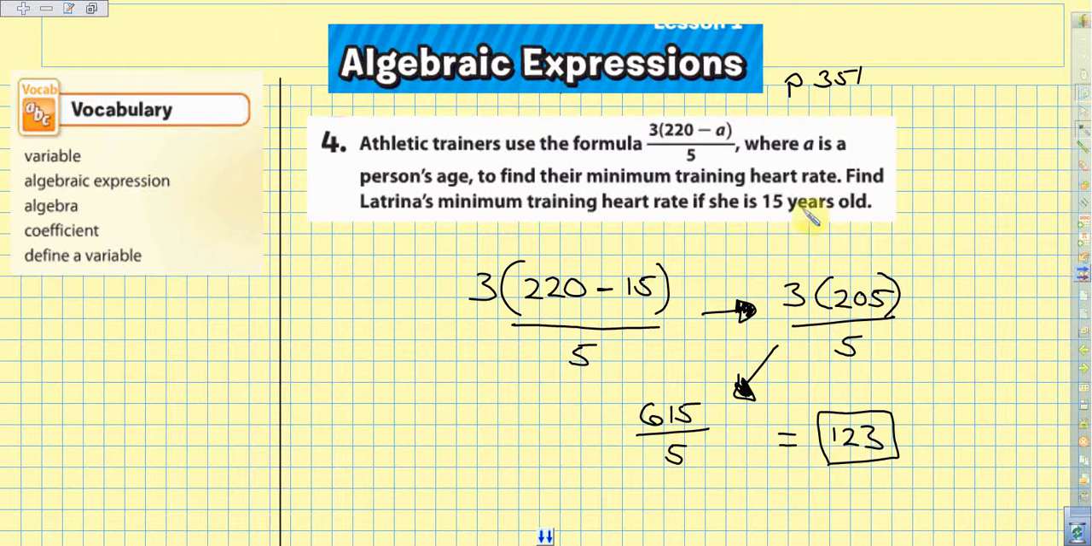So the question is saying, find the heart rate, and the heart rate for Latrina, or her minimum heart rate, is 123. Basically, it's beats per minute. That's the minimum.